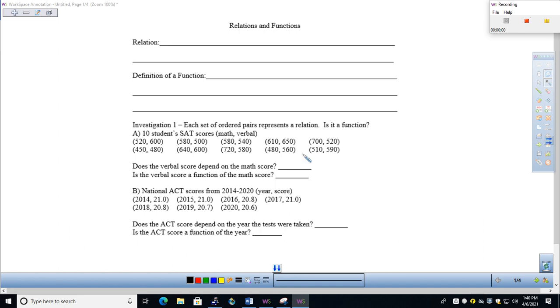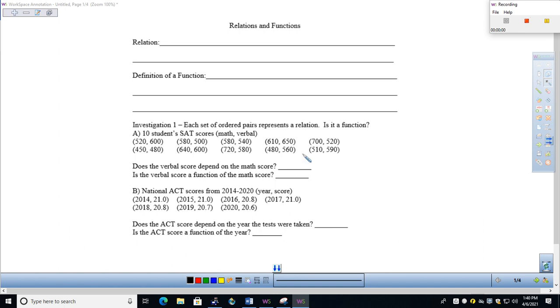Welcome everyone. Today's lesson is entitled Relations and Functions. This is very much a foundational lesson in that we'll explore the concept of a function, go over some of the notation behind it, and then some of the manipulations of functions both with equations and with graphs. So why don't we go ahead and dive right in here.